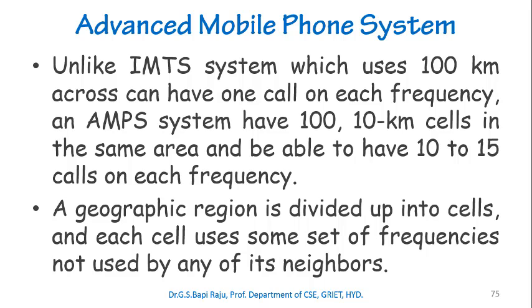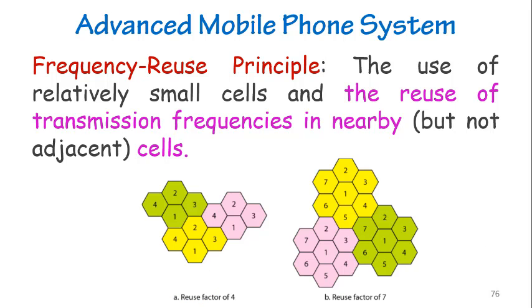A geographic region is divided up into cells, and each cell uses some set of frequencies not used by any of its neighbors. Now the frequency reuse principle. Since we know the spectrum is scarce, you can't go on taking the spectrum. There are a lot of restrictions, and the spectrum is also a limited range. So normally we have to reuse the frequencies which were used earlier. Of course, they should not cause interference. That's important. So this is the frequency reuse principle.